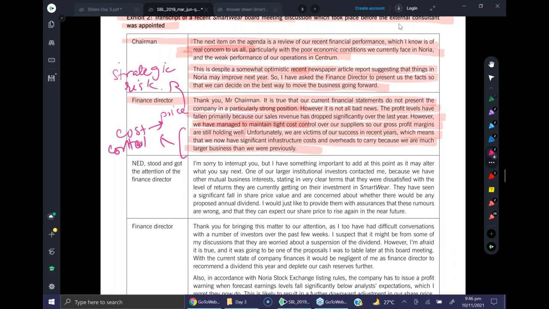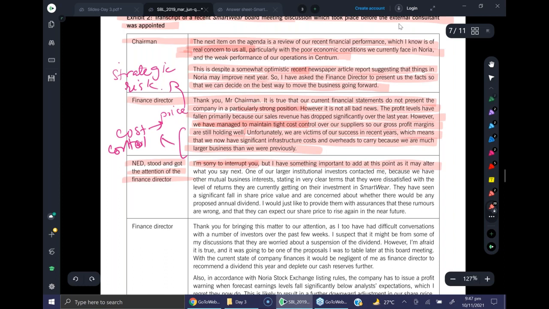So NED stood and got the attention of the finance director. I'm sorry to interrupt you. So they're kind of indirectly fighting, not exactly fighting, but counter arguments are going on. So NED stood up and said, I'm sorry to interrupt you, but I have something important to add at this point, and it may alter what you say next.